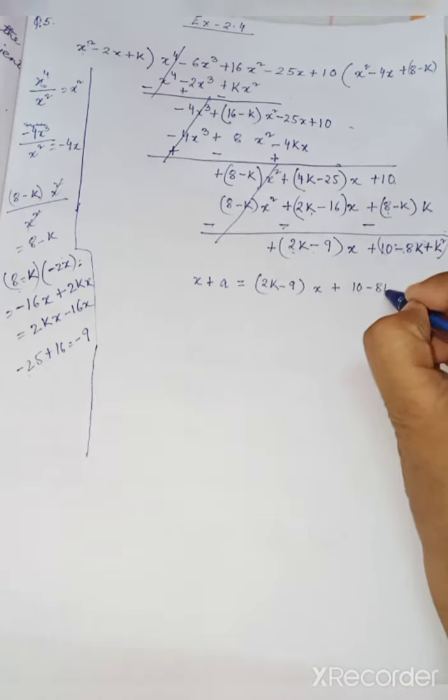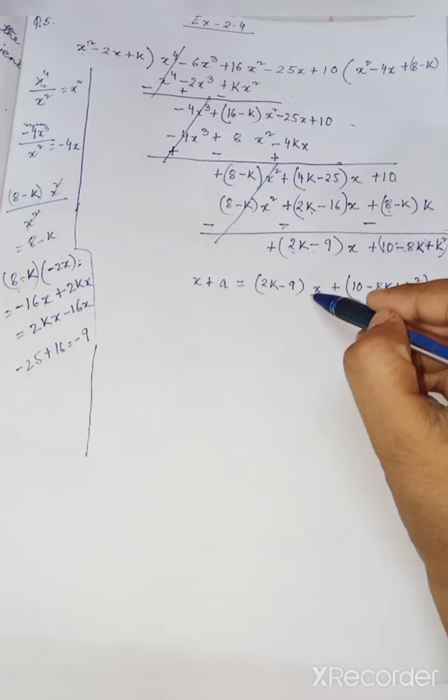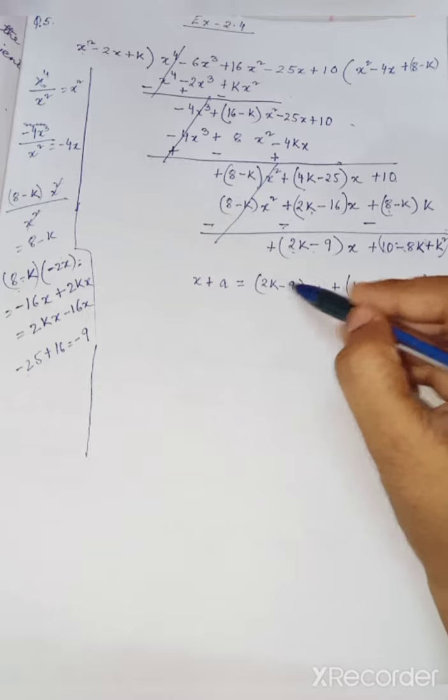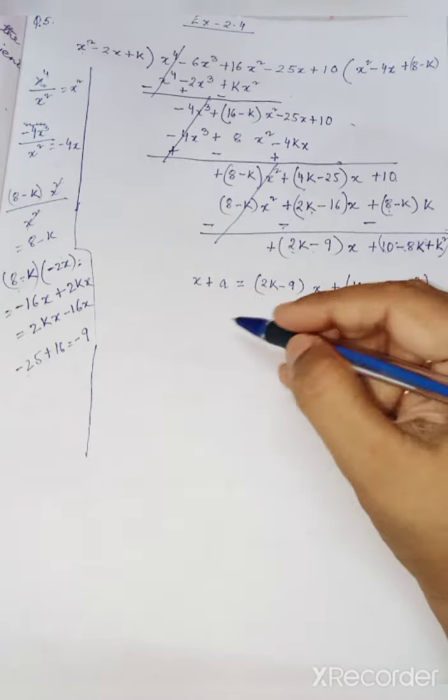So we can compare them. The x coefficient according to the question is 1, and here we are getting 2k minus 9. So obviously 2k minus 9 should be equal to 1, because this is 1 into x. So 2k will be 1 plus 9, and that is 10. So k will be 10 divided by 2, and that is 5.